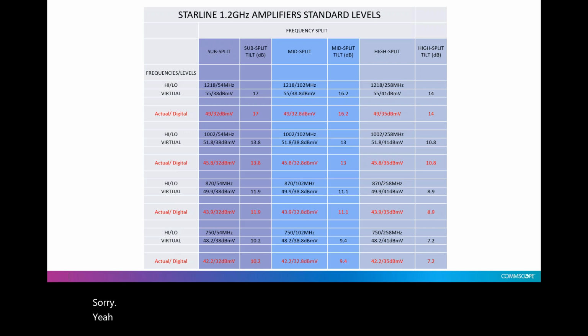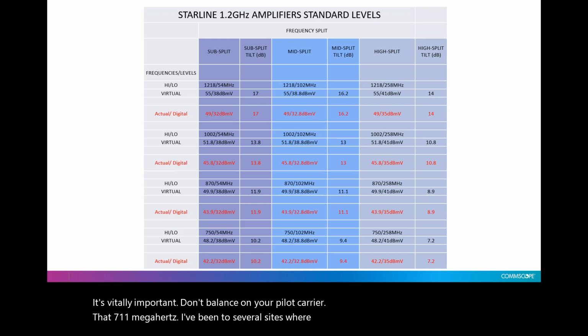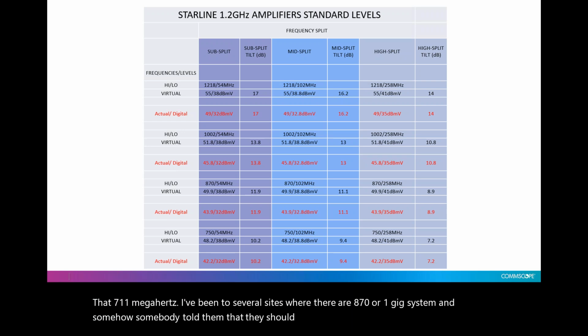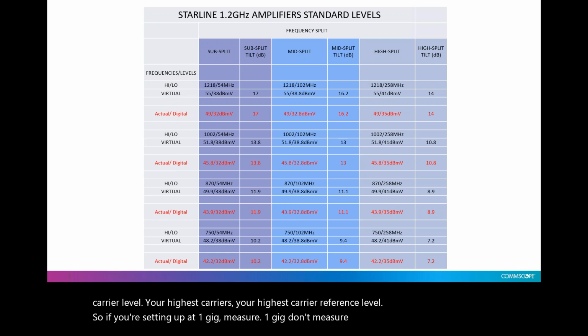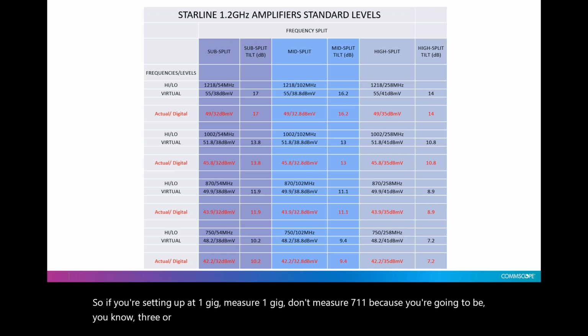Yeah, it's vitally important. Don't balance on your pilot carrier, that 711 megahertz. I've been to several sites where they're an 870 or 1 gig system, and somehow somebody told them that they should use that pilot carrier as their high reference carrier level. Your highest carrier is your highest carrier reference level. So if you're setting up at 1 gig, measure 1 gig. Don't measure 711 because you're going to be 3 or 4 dB low.